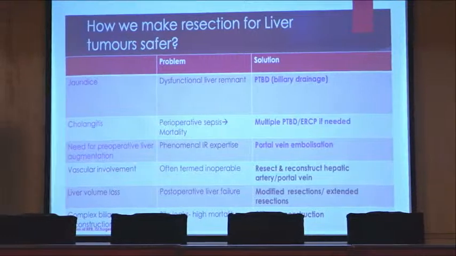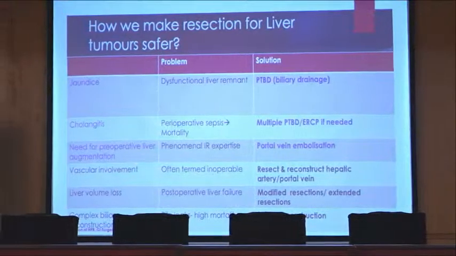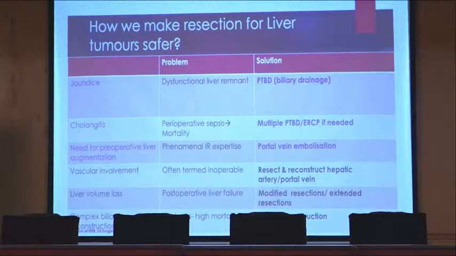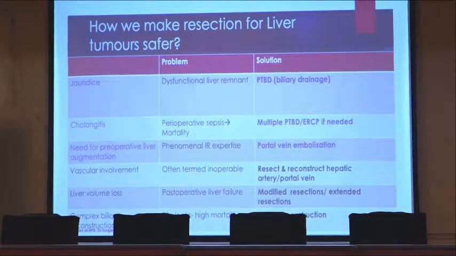And the next is the need for preoperative liver augmentation. Try to improve the size of the liver preoperatively, so that post-operatively the liver is enough for the patient. So there we have portal vein embolization, and sometimes ALPPS to some extent.